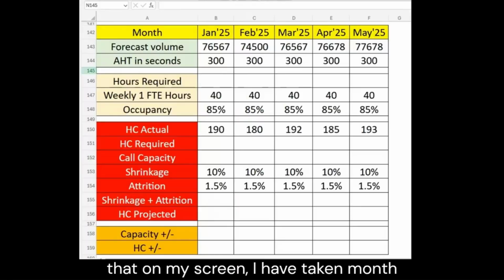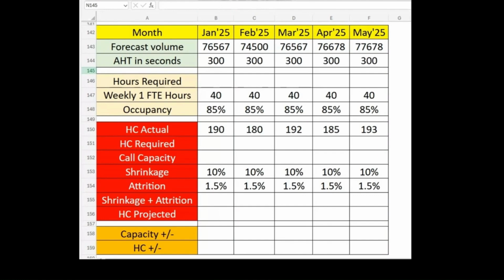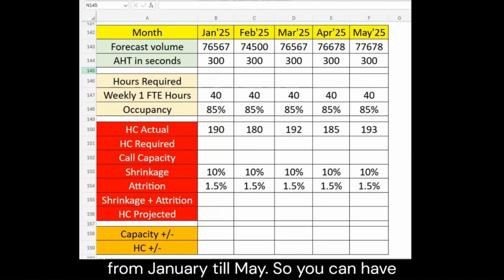So now you can see on my screen, I have taken months from January till May. You can have that for a complete 1 year or for 2 years also. For simplicity, I have taken 5 months of data, so all the numbers are clearly visible.